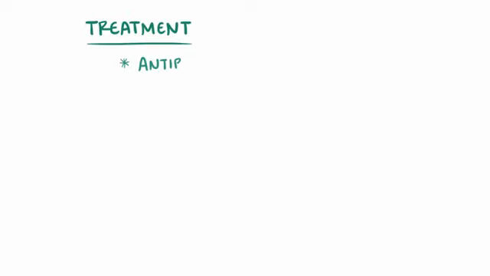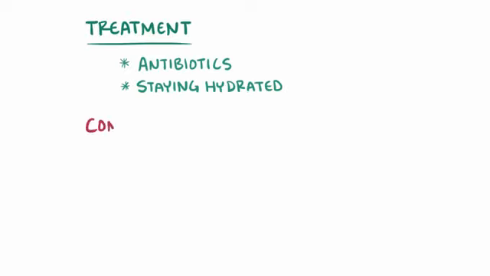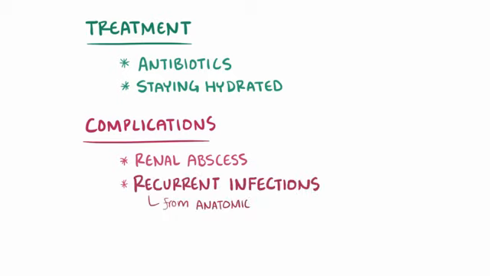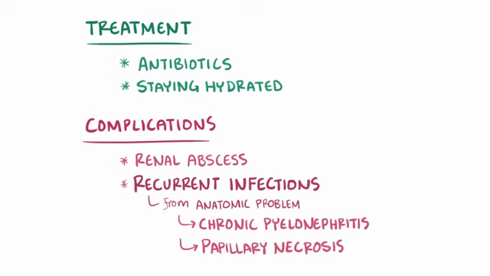Treatment's typically antibiotics and making sure that the individual stays well hydrated. Like most bacterial infections, there's also a possibility of a renal abscess that can form as a complication. Also, if there are recurrent infections, which can be the case in people with an anatomic problem that allows bacteria to easily cause infections, then it can lead to chronic pyelonephritis, as well as papillary necrosis, or death of the renal papillae tissue, which has a much worse prognosis because that can affect the kidney's overall ability to function.